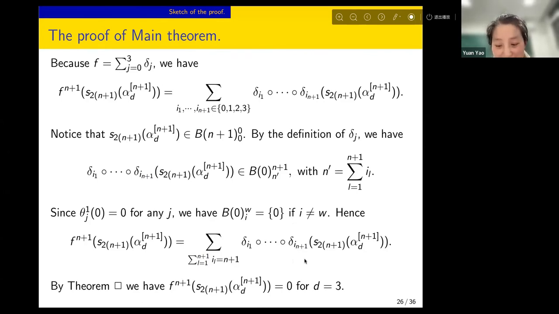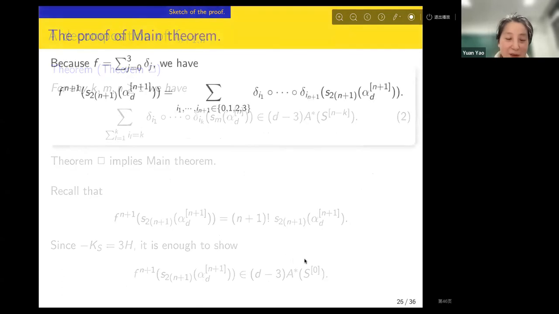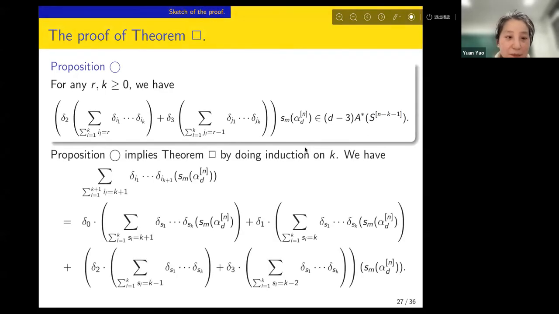But still, to prove this theorem, we needed to do something still very complicated. So we have theta 0, theta 1, theta 2, theta 3, and we have this proposition. This proposition implies our theorem square by doing induction. We can do induction on K.